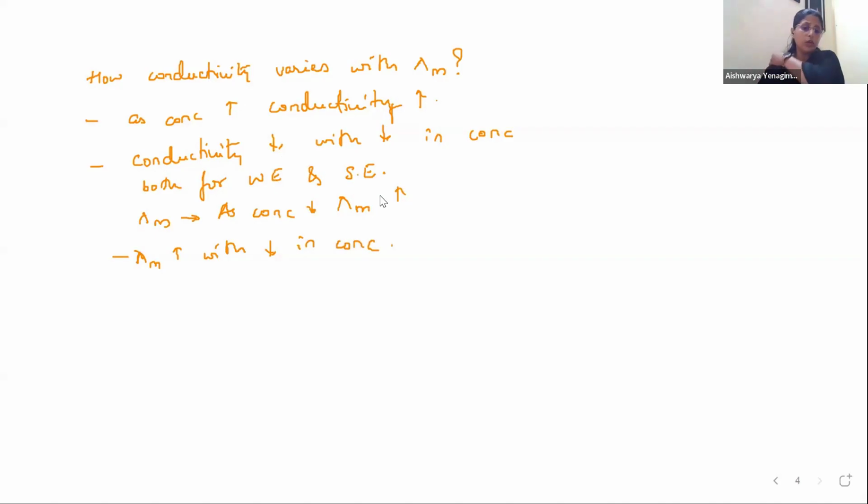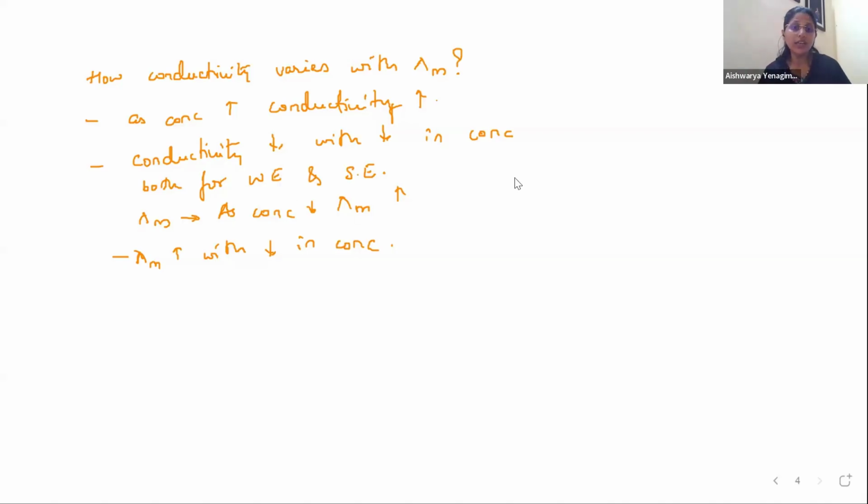Okay. So the question that arises in your mind is, students, if I see variation of conductivity and molar conductivity, kappa and lambda m, with the concentration, it is exactly opposite. For conductivity, as concentration is increasing, conductivity is also increasing. As concentration is decreasing, conductivity also decreasing. But for molar conductivity, as you increase the concentration, it is decreasing. As you decrease the concentration, it is increasing. So this is exactly opposite to each other.